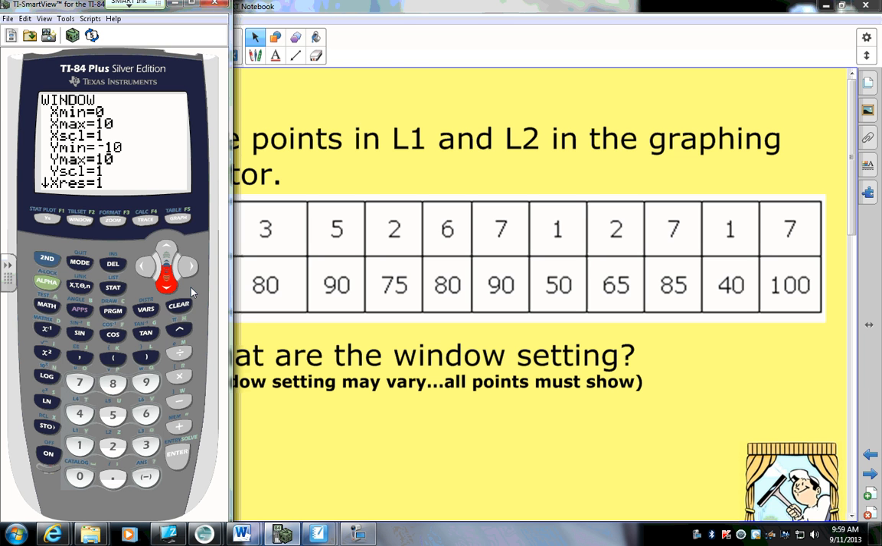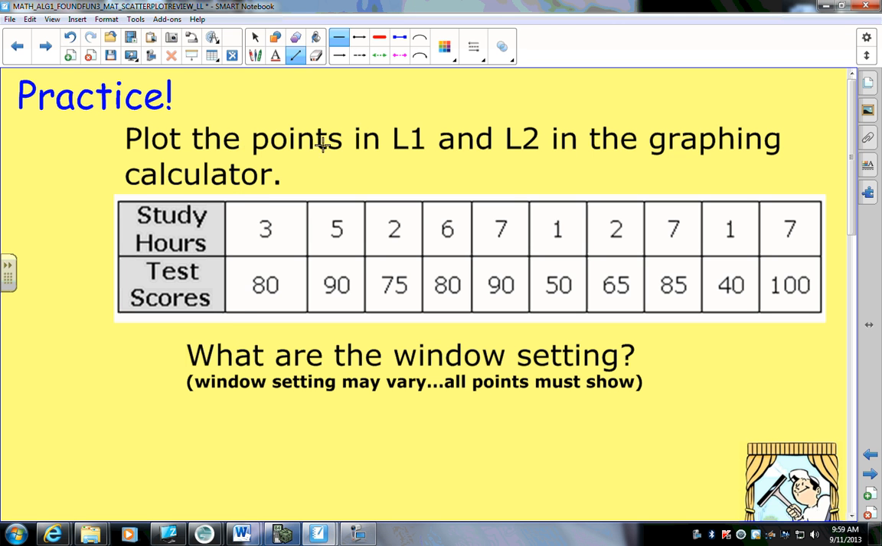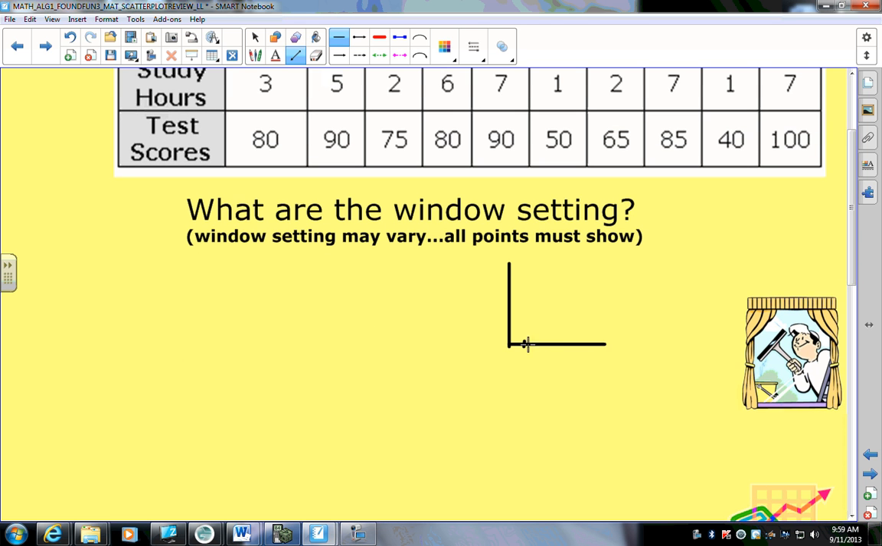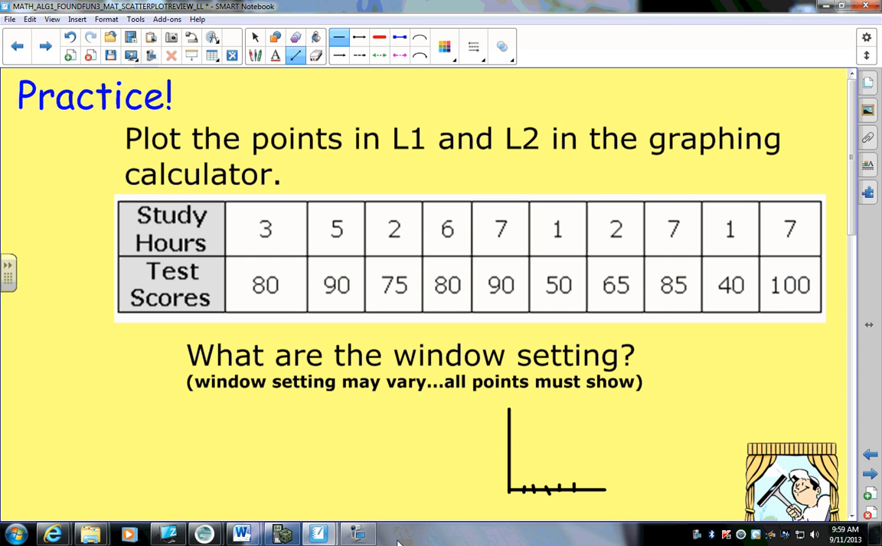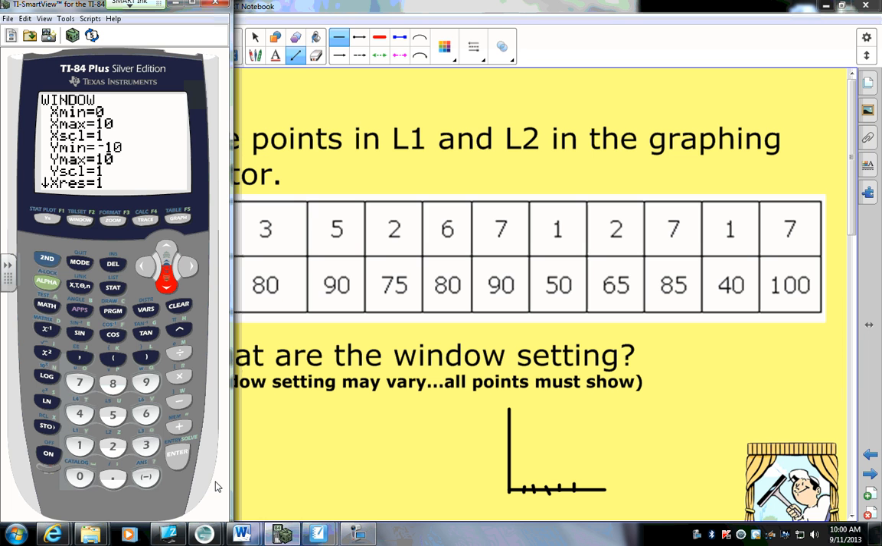X maximum. What's the largest number I have in the X? In just the L1s it is 7. You can put 8. I'm going to leave mine as 10, but 8 is fine. Now, X scale. That tells me on my graph what my little tick marks go by. What do I mean? Let me show you real quick. That's talking about what each one of these lines goes by. And you know that when we make our graphs, we can go by 5s, 10s, 1s.